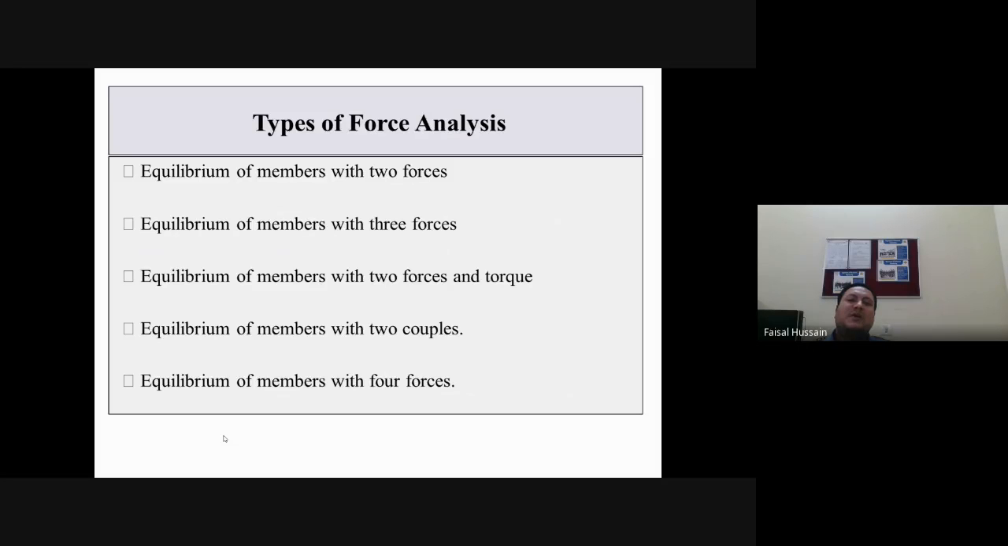Similarly, equilibrium of members with two couples. In a system, two couples are acting. Similarly, equilibrium of members with four forces. In a system, there are four forces acting in any quadrant in any direction. It may be non-coplanar, it may be non-collinear. So this is the force analysis concept.